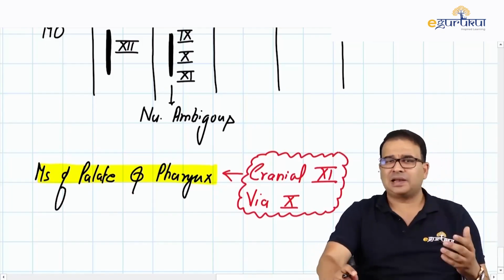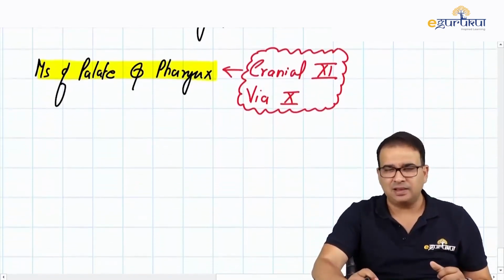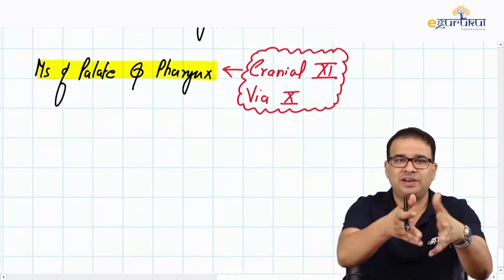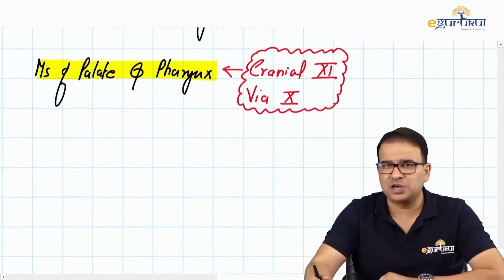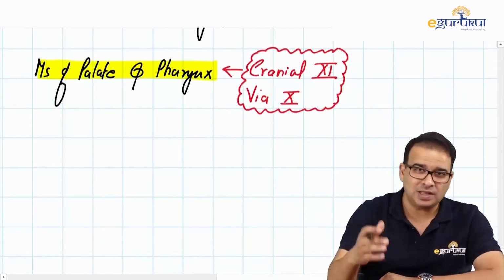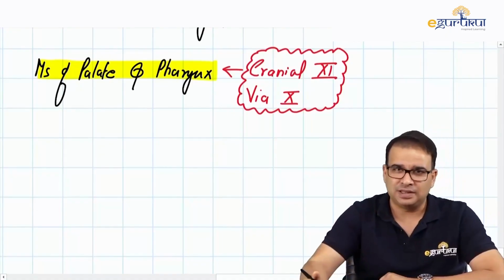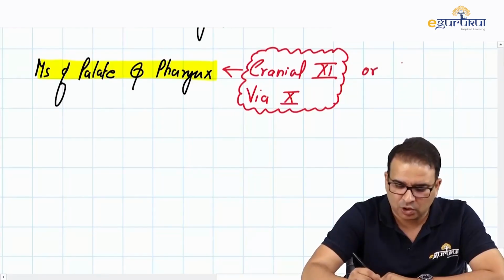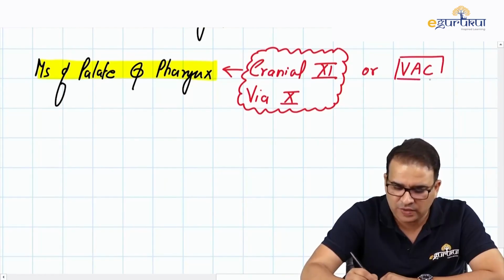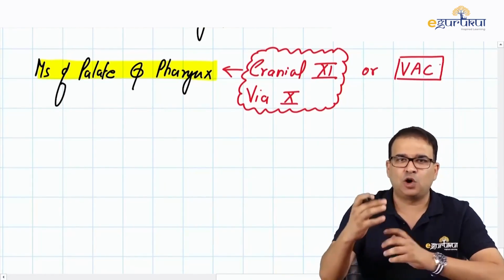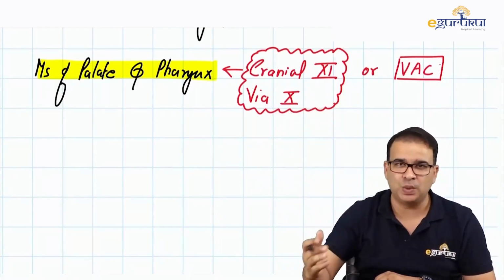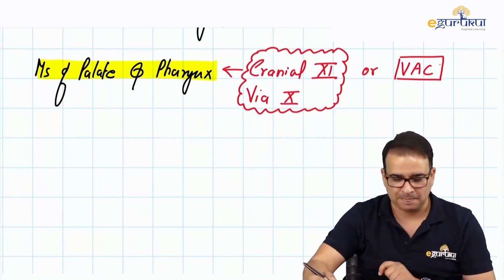We'll understand how exactly it is done. There is something called hitchhiking. Head and neck is known for hitchhiking, when one nerve will join with another nerve and will reach its destination. That is called hitchhiking. So the cranial accessory nerve is joining the vagus nerve and then reaching its destination muscle. You can call it cranial accessory via vagus, or you can even call it VAC. Guys, VAC stands for vago accessory complex. It's a complex of the vagus nerve and accessory nerve. So we can call it vago accessory complex. VAC, vago accessory complex.